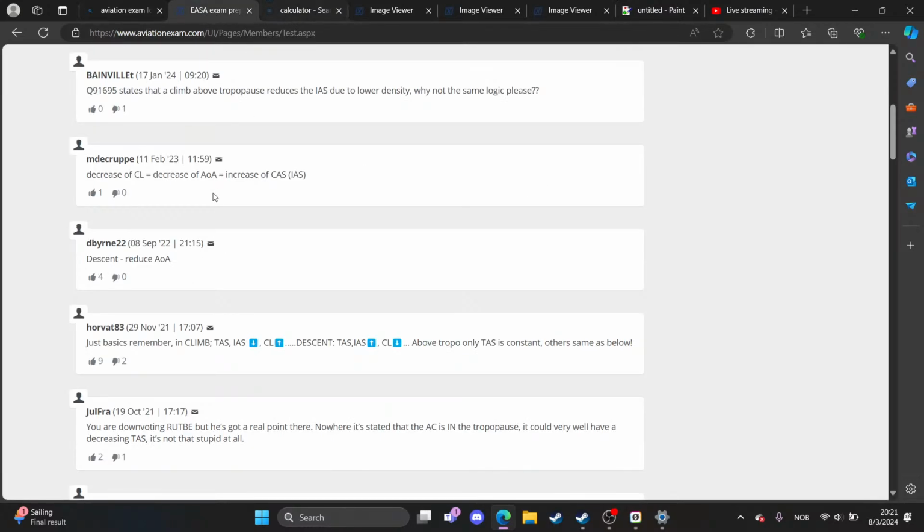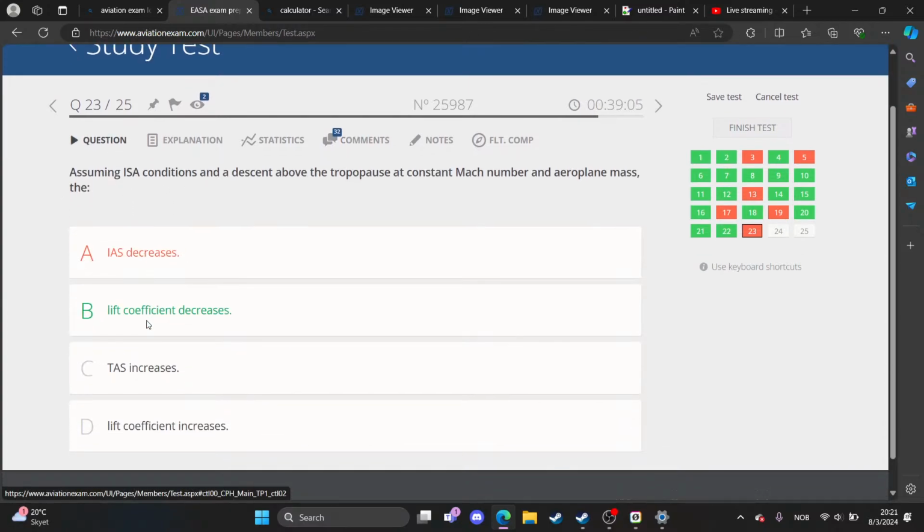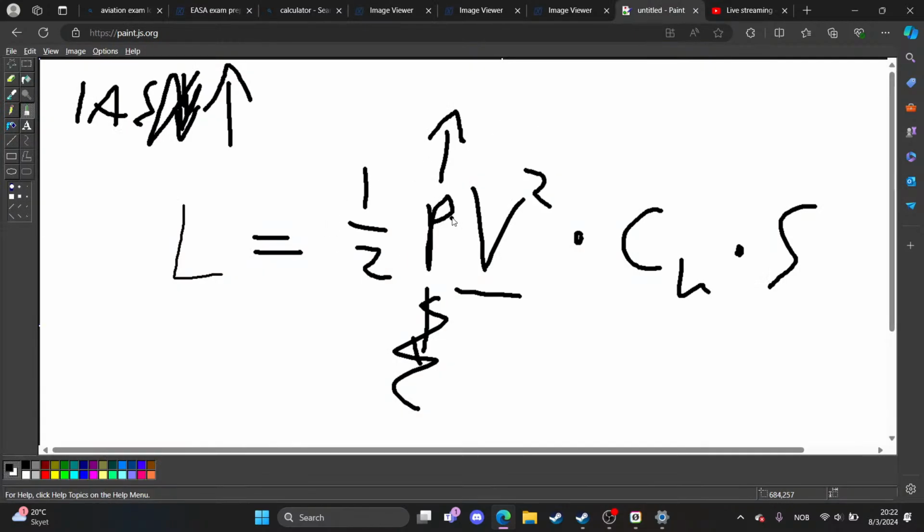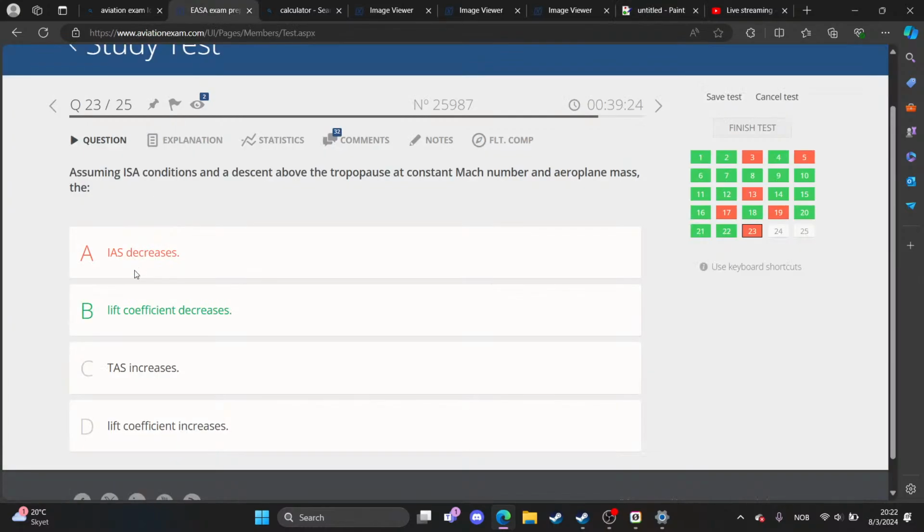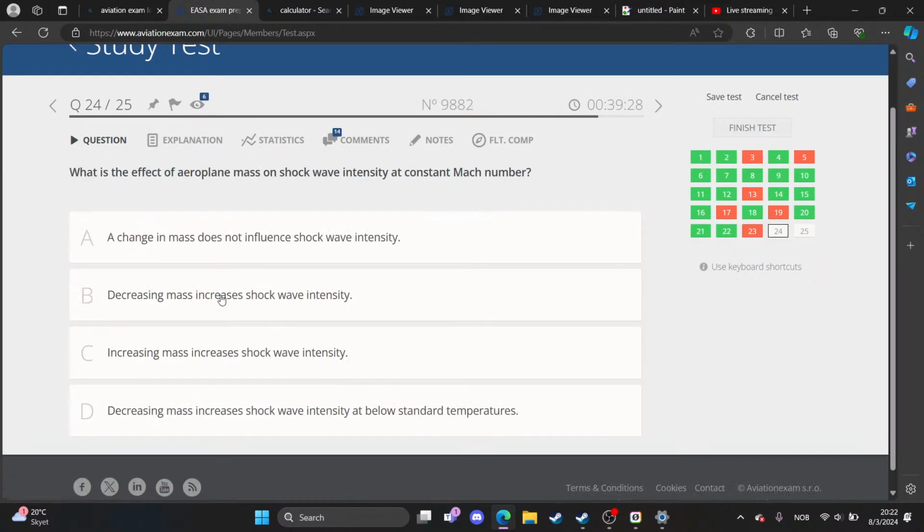And regarding the lift coefficient, it decreases. So if density is continuously going up, that means that coefficient of lift needs to go down. Yeah, that was a dumb mistake.